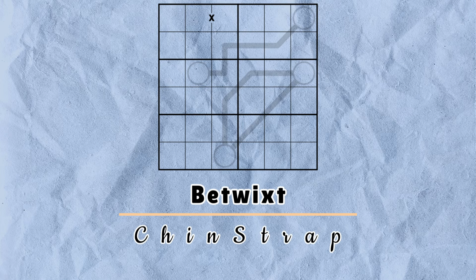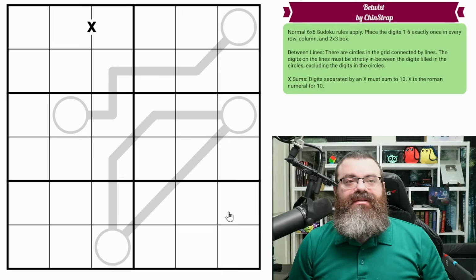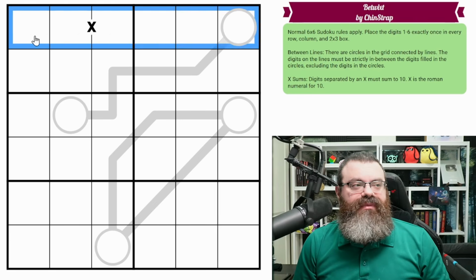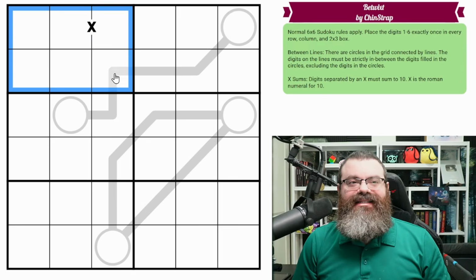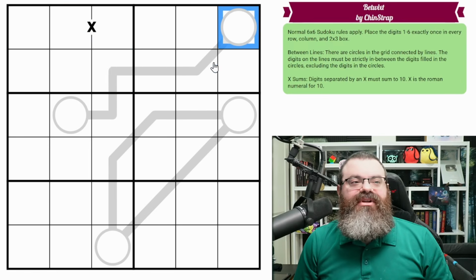Hello, let's continue our Sudoku adventure with Betwixt by ChinStrap. So we have normal 6x6 Sudoku rules. That means in each row, each column, and each 2x3 box, we are placing the digits 1 to 6 exactly once each. We also have between lines in the grid.